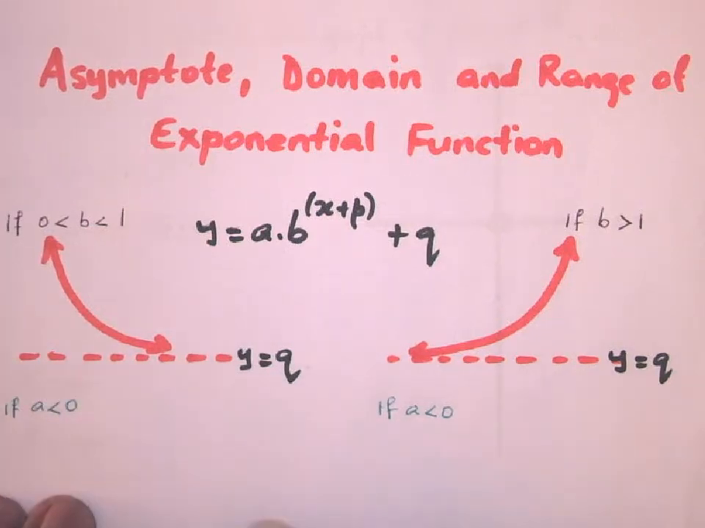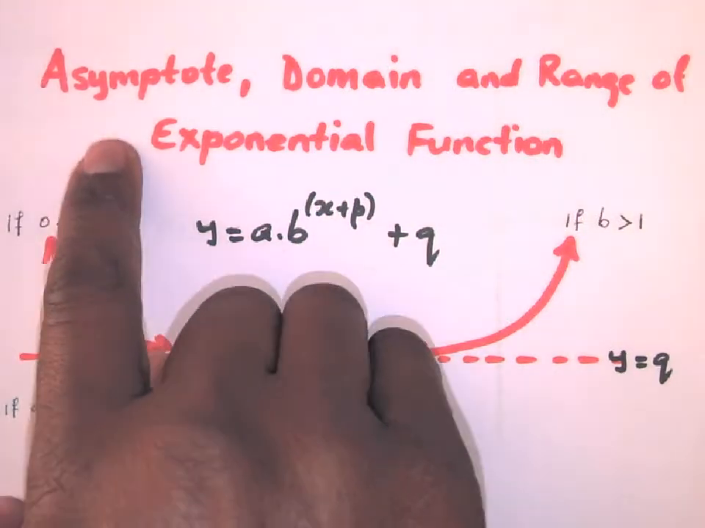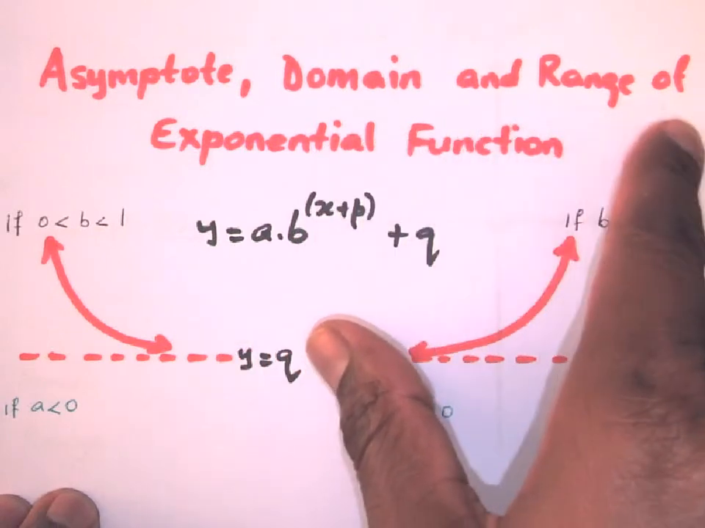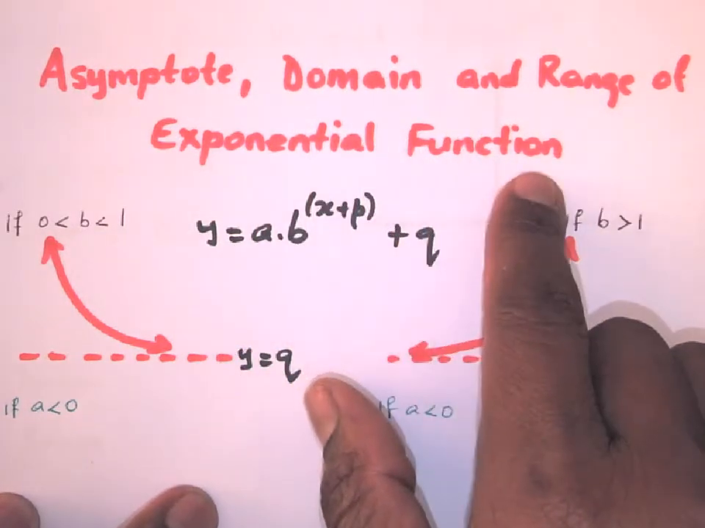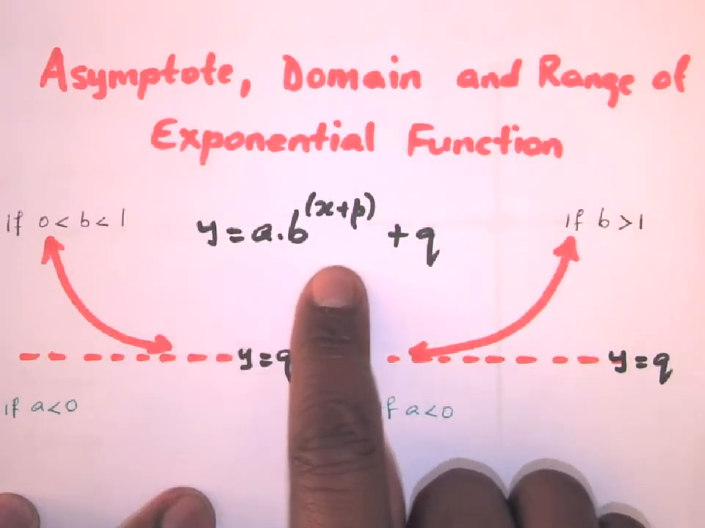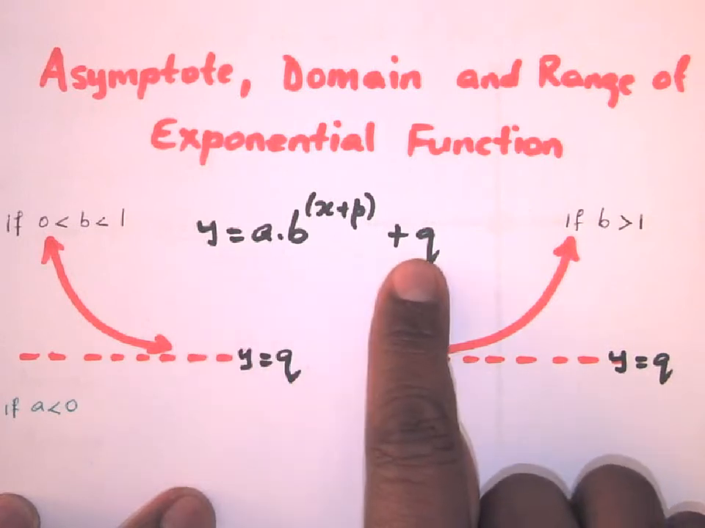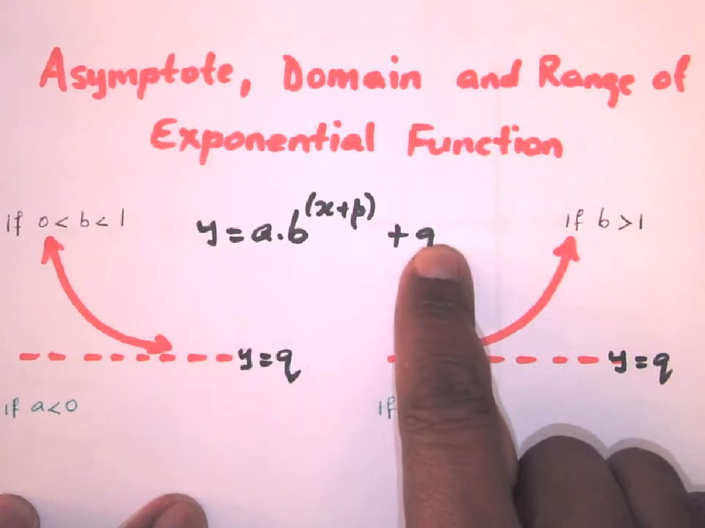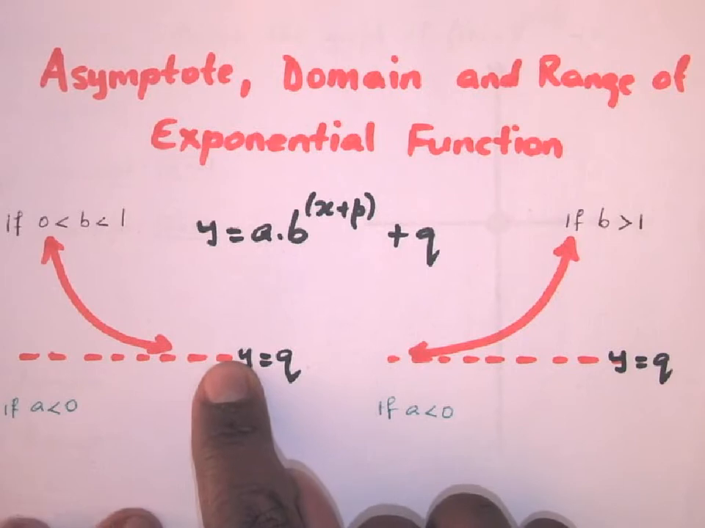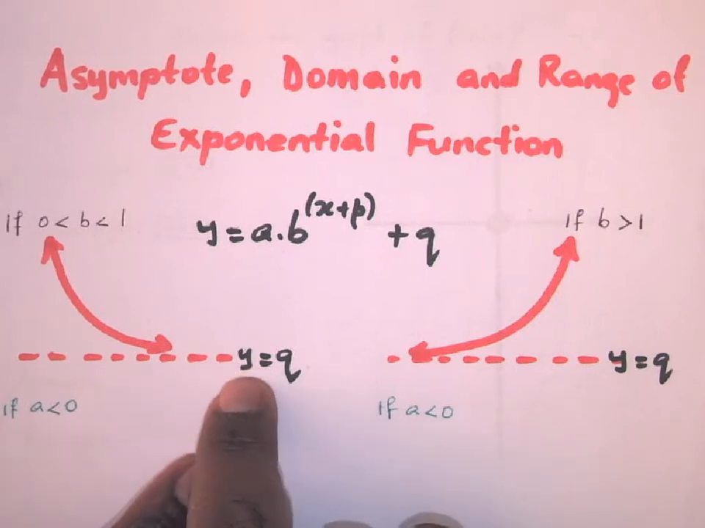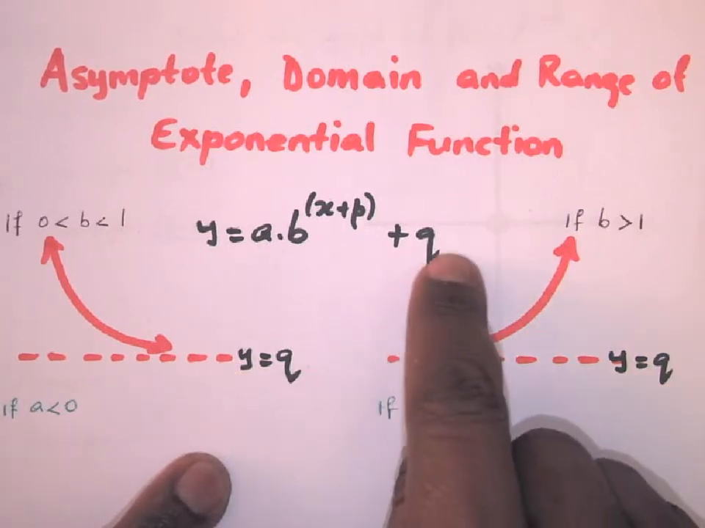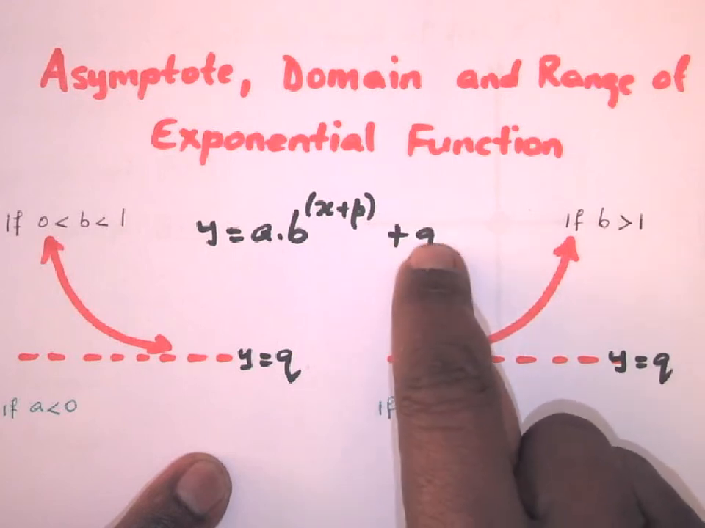Hi, grade 11s. Today we'll be looking at the asymptote, the domain and the range of exponential functions. Recall that the standard form of an exponential function is like this, where q is the horizontal asymptote defined by an equation y is equal to q, y is equal to that value that is given over there.